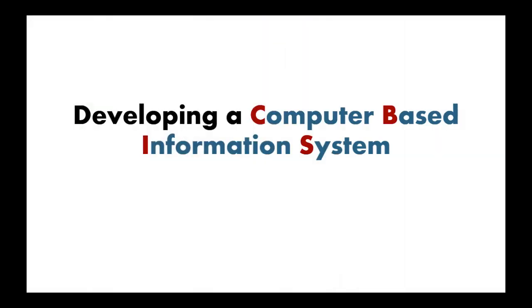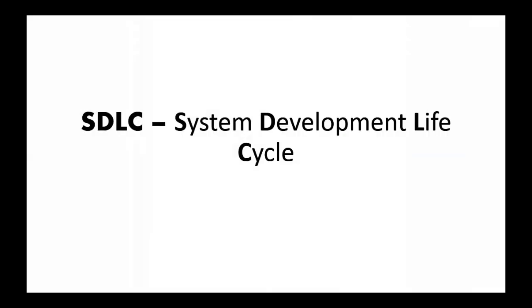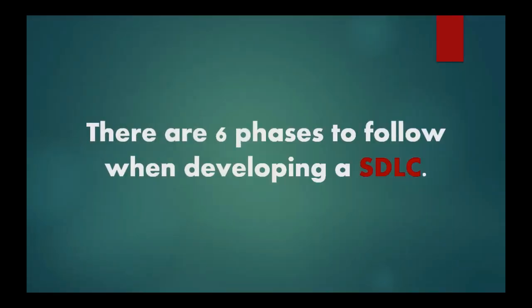When developing a computer-based information system, we use some methods. One of the methods of developing a system is SDLC, that means system development life cycle. There are many methods used to develop a system. This is one of them. Under this SDLC, we develop a system using 6 steps.